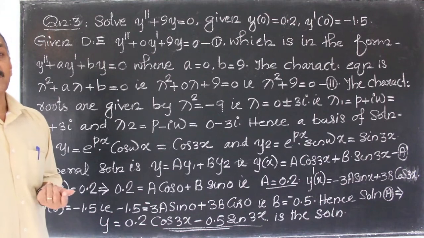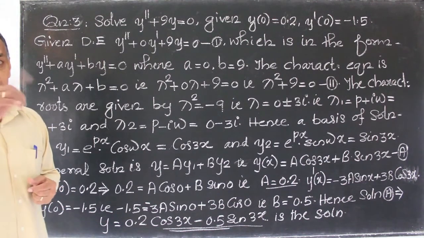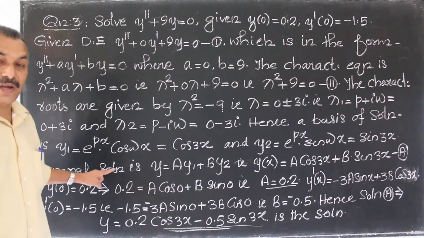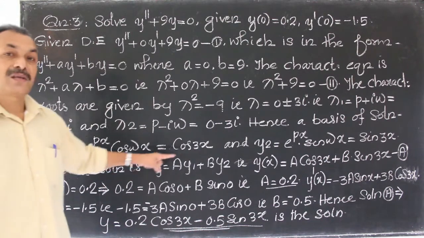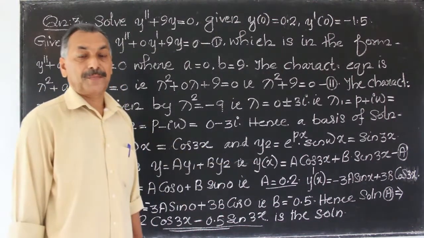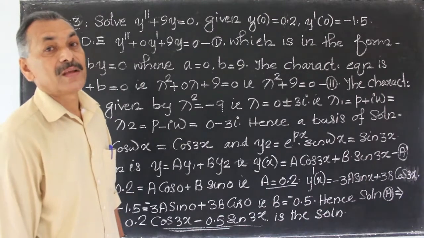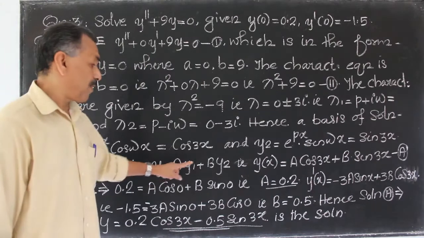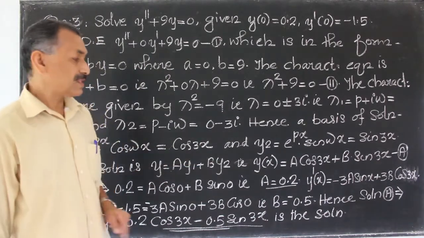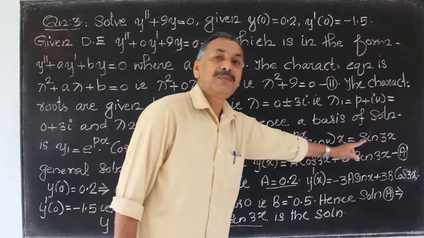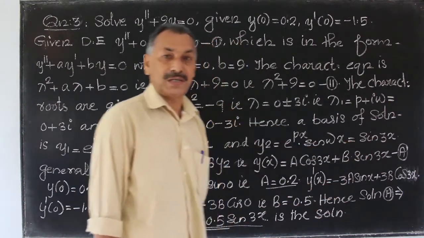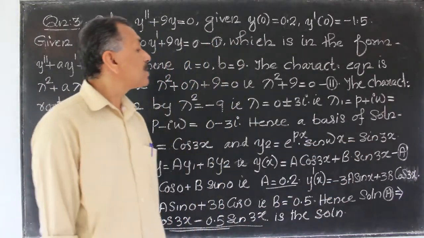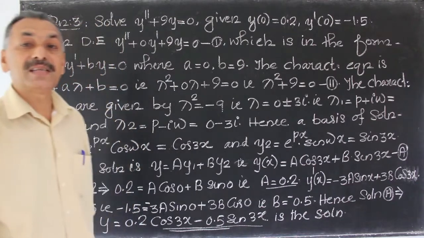Or the basis of solutions is given by the set y1 is equal to cos 3x, y2 is equal to sin 3x. Then what is the general solution? General solution is given by y of x is equal to a y1 plus b y2, that is a into cos 3x plus b sin 3x is the general solution.